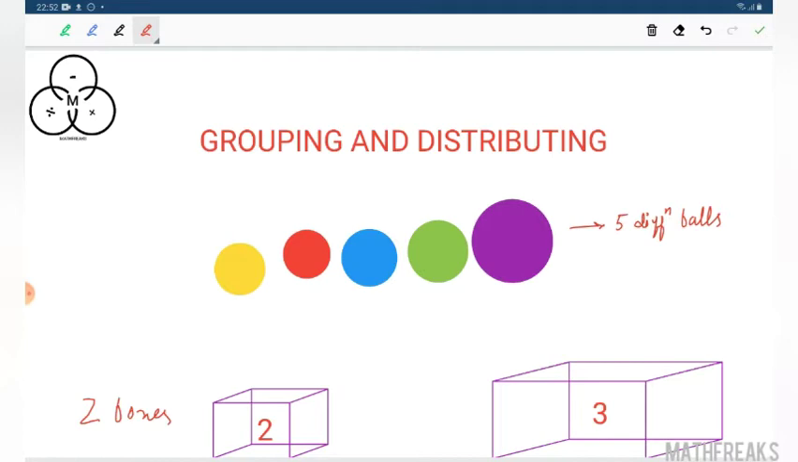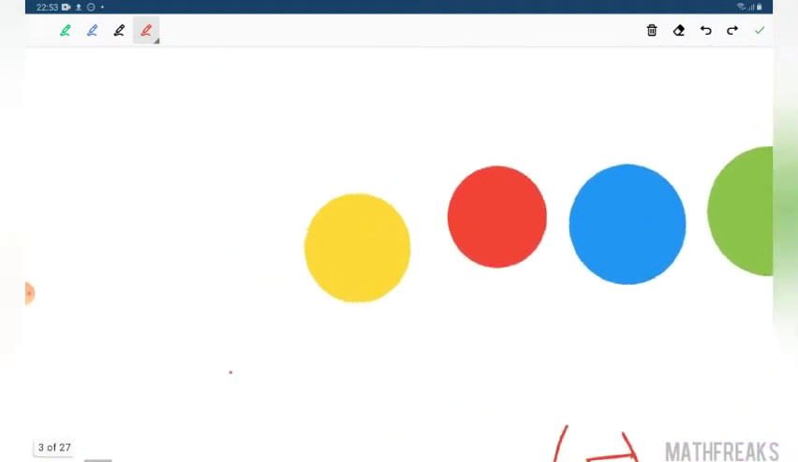So for the first box, it has capacity 2. There are 5 balls. We have 5 choose 2 options, because we need to choose 2 balls to put in it. Now the order of choosing the balls does not matter.